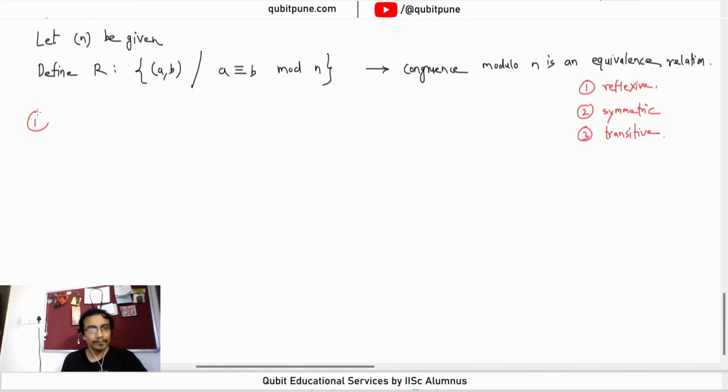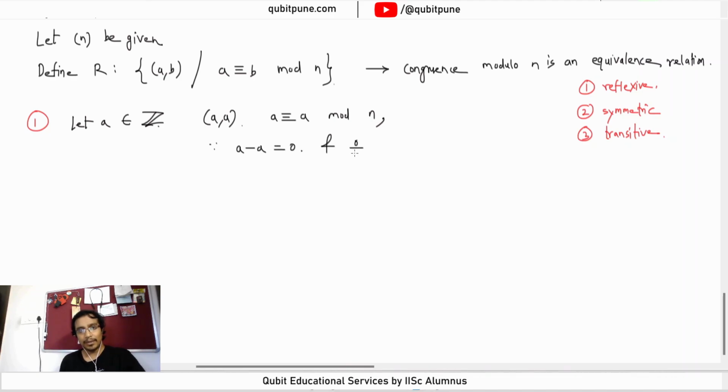Point 1. So I'm going to say let A be any integer. Now, if I consider the ordered pair A comma A, then can I say that A is congruent to A mod n? Yes, I can say that because A minus A is 0 and 0 upon n is an integer. Correct? So it is reflexive. Have you understood this? Yes.